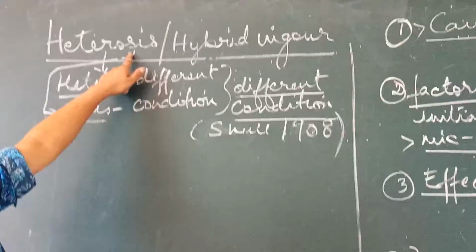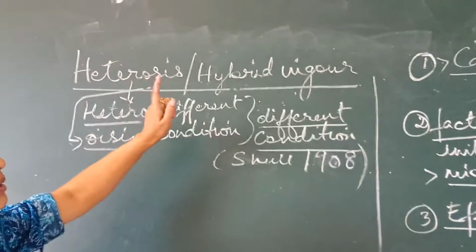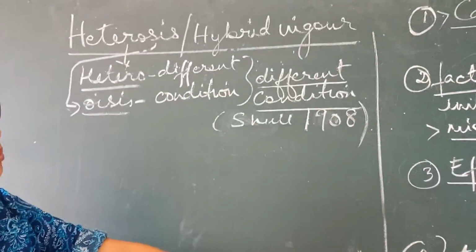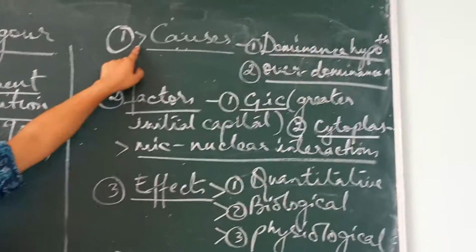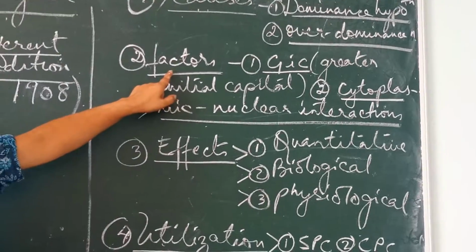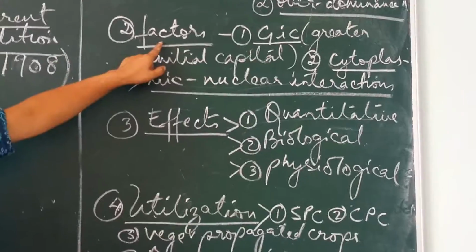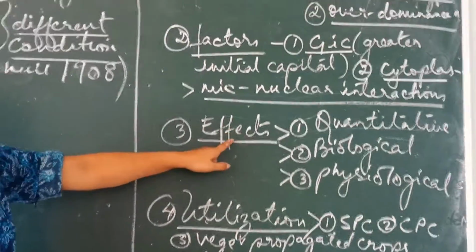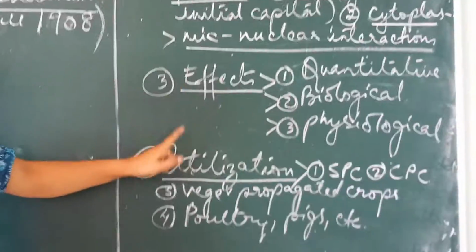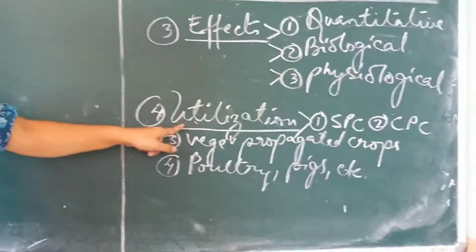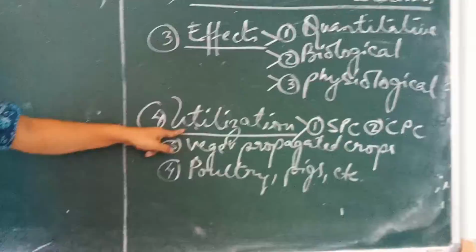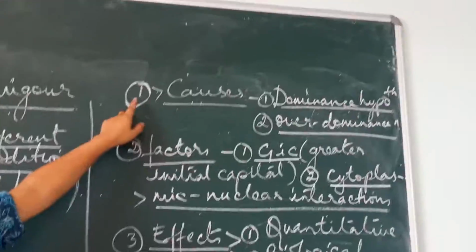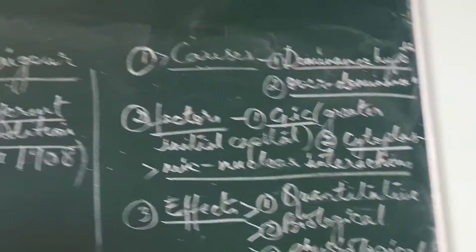When we discuss heterosis, we will discuss it under 3 or 4 main subheadings. What are the causes of heterosis? What are the factors which are responsible for heterosis? What are the effects of heterosis in plants? And what is the utilization of heterosis in plant breeding program? Okay, so we will first discuss the causes. What are the causes of heterosis?